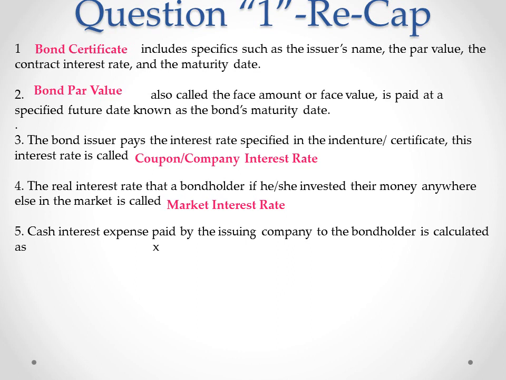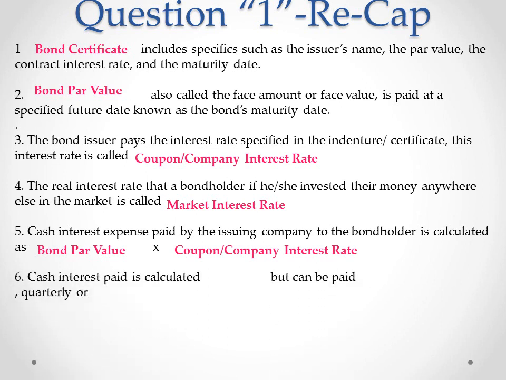Number 5. Cash interest expense paid by the issuing company to the bondholder is calculated. In order to calculate the interest that the bondholder will receive, we need to multiply the par value of the bond times the interest rate times the period. Okay. Number 6. Cash interest paid is calculated.